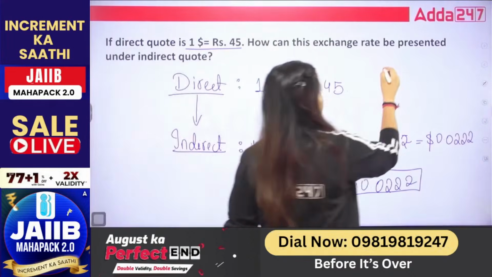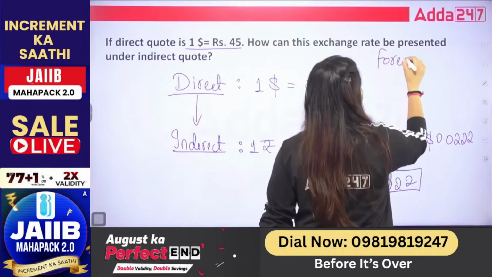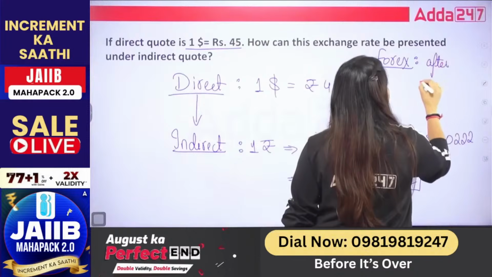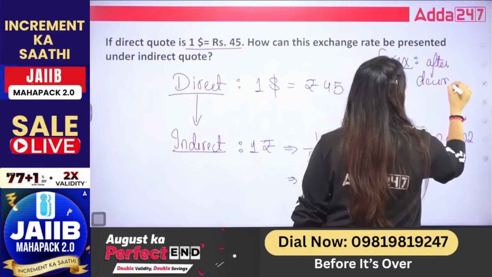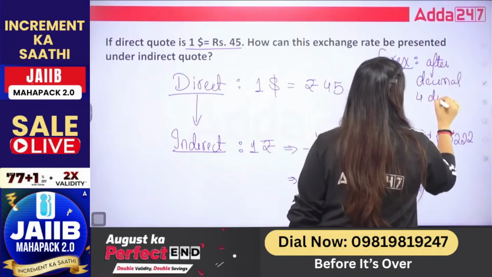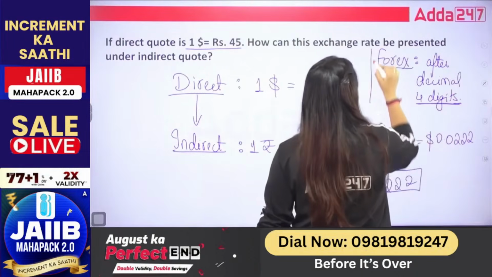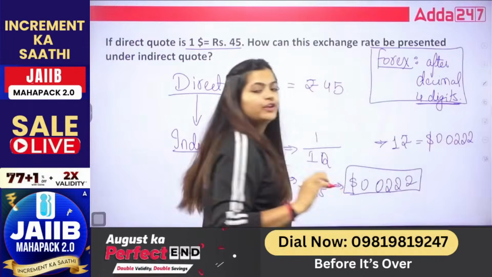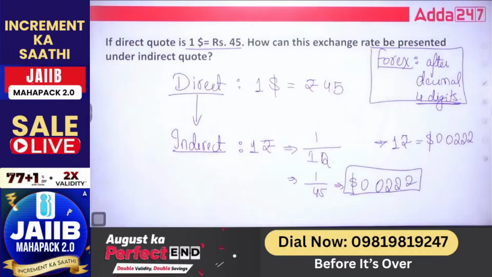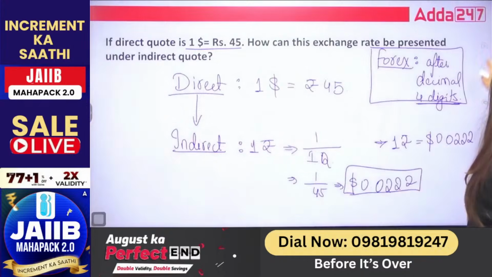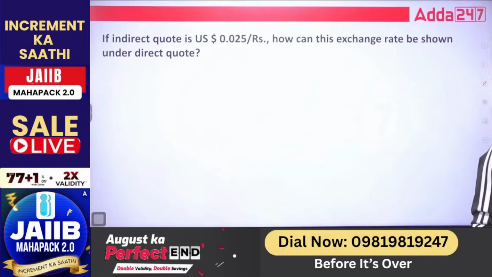Always remember when you are reading foreign exchange, after decimal, we are going to take 4 digits. Okay, this is the assumption you need to take while solving foreign exchange. So this is about your direct quote if you are converting into indirect quote. Coming to the next question.